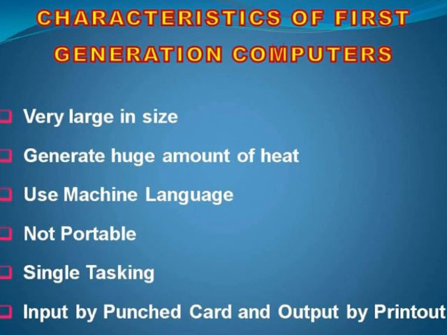First-generation computers use binary coded language or machine language. A language that can be understood only by the machine is called machine language. That is, we will be using only zeros and ones to give instructions. So, it's not very easy to write programs using machine language.